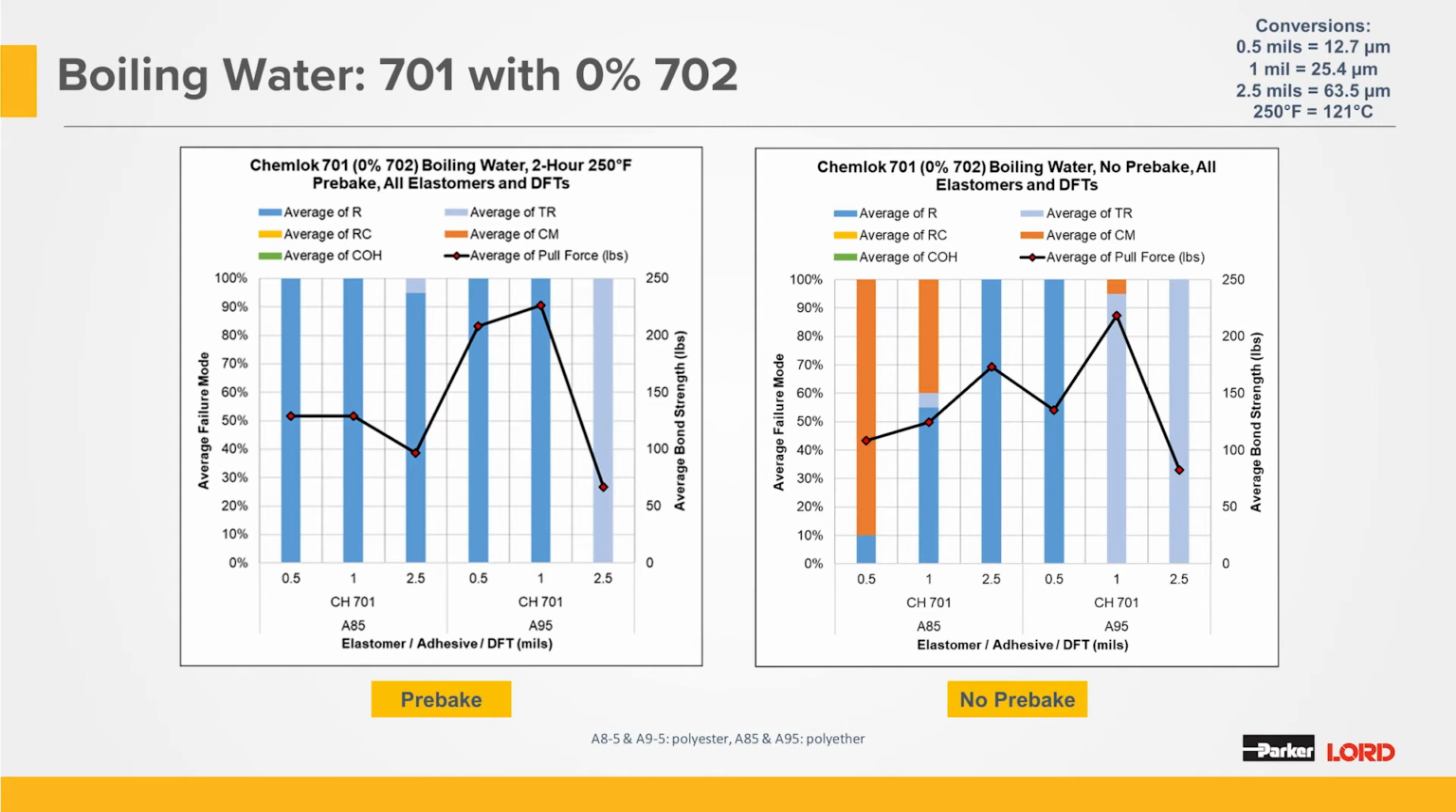These charts represent the same curative condition, 0% Chemlok 702, for the boiling water test. Now this testing, as Brian mentioned earlier, was conducted for 8 hours and the samples were unstressed in the boiling water. We can observe 100% rubber retention with pre-bake and mainly rubber retention above the 0.5 mil condition without pre-bake. With pre-bake, there's a decrease in bond strength observed at 2.5 mils. Without pre-bake, bond strength varies across film thicknesses, and we really can't distinguish a clear trend from this data set.